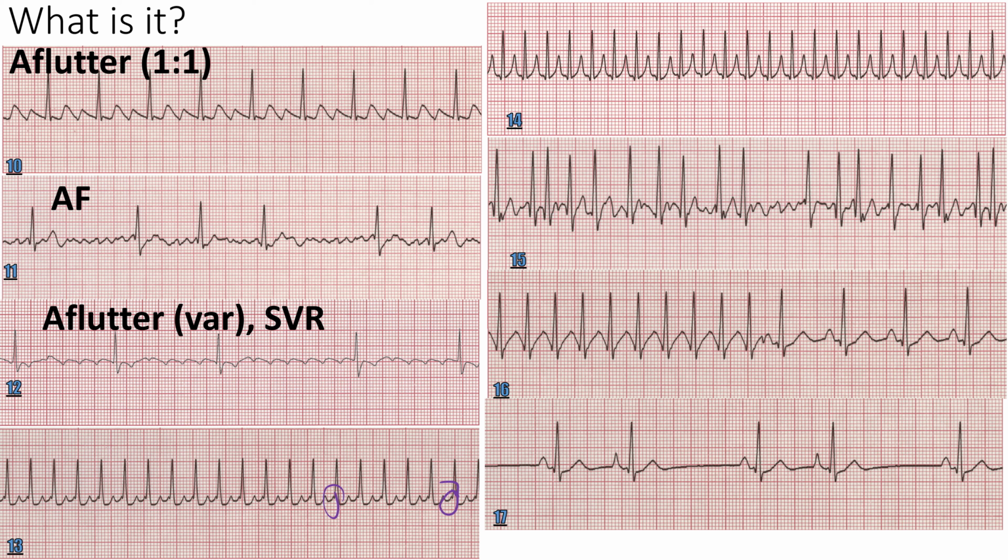All right, and then number 14. I struggle with this one a little bit because it could be a 1-to-1, but in reality, it's almost at the 300s, like 250 to 300 with the R to R because it's regular. I would go PSVT again. Since it's regular, it's probably a supraventricular tachycardia that's probably paroxysmal.